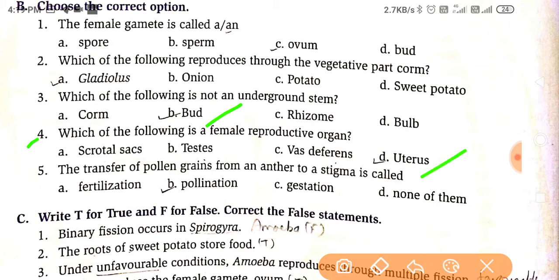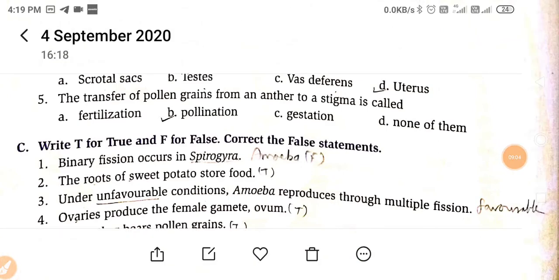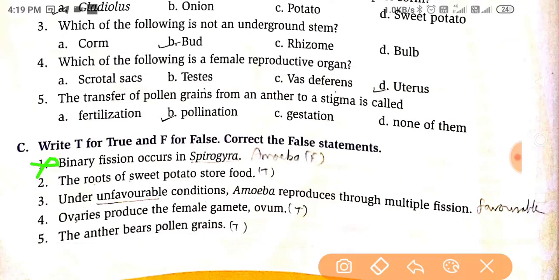The transfer of pollen grain from an anther to stigma is called pollination. Some true or false questions are here. Binary fission occurs in Spirogyra. It is false. The roots of sweet potato store food. Roots, not stem. It is also false. Under unfavorable conditions, amoeba reproduces through multiple fission. This is also false because it is favorable conditions. Ovaries produce the female gamete, ovum. It is the right answer. The anther bears pollen grains. It is also the right answer.